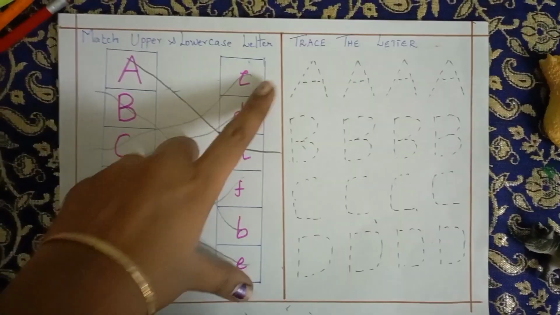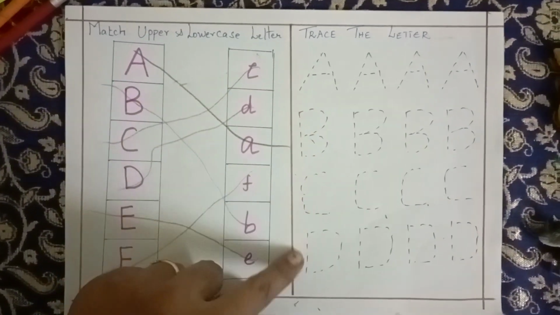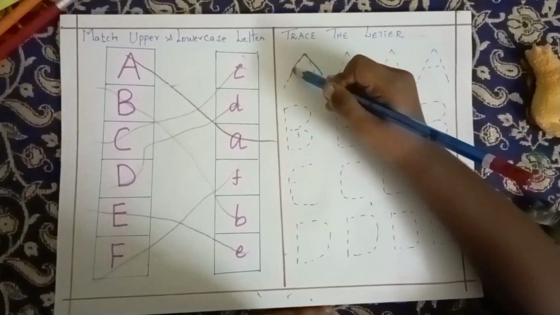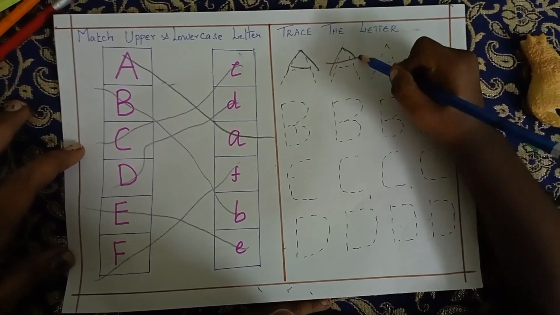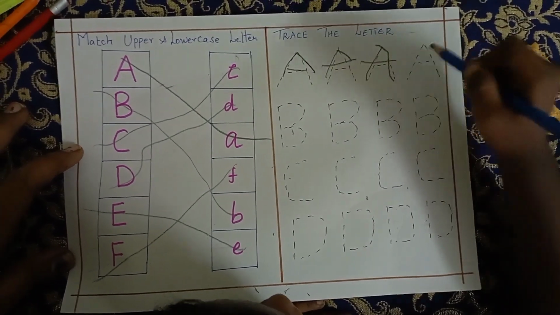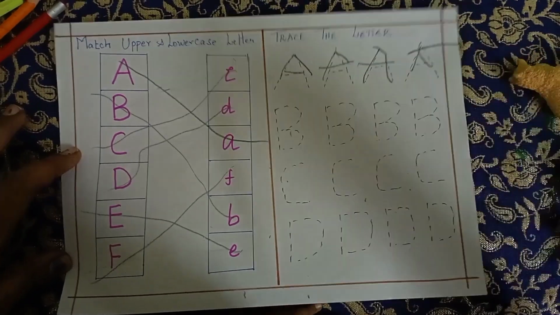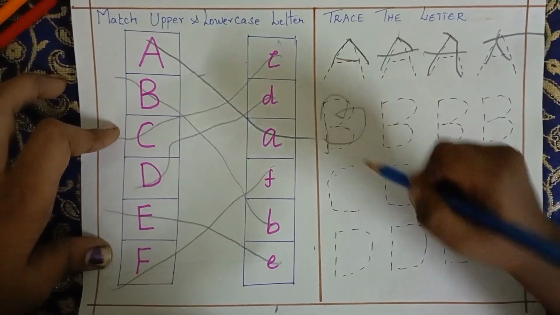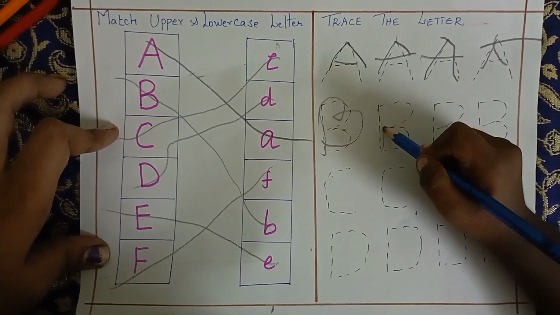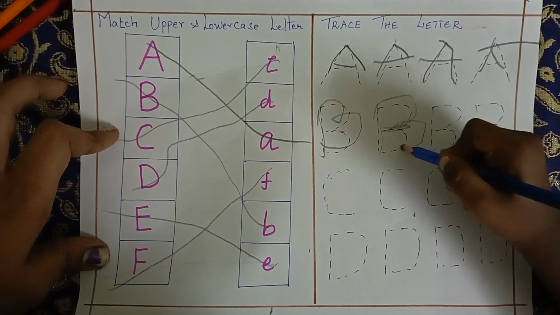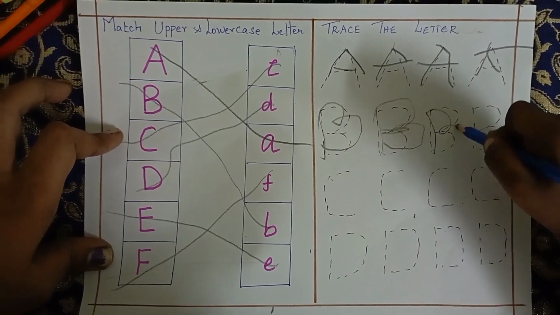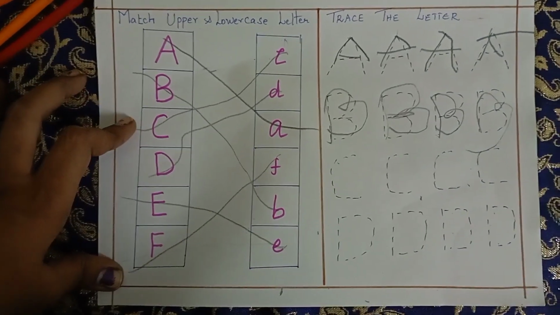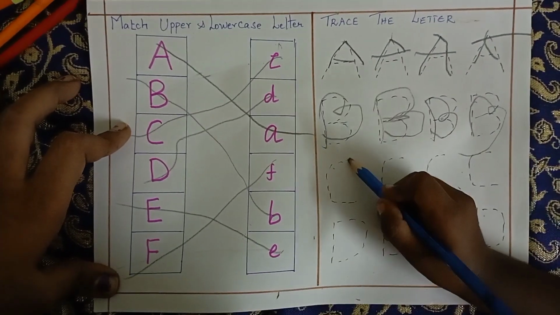Okay, next one, you have to trace all the letters, okay? A, B, C, D. You have to trace all the letters. Trace it, baby. Now you have to trace C. Start tracing C.